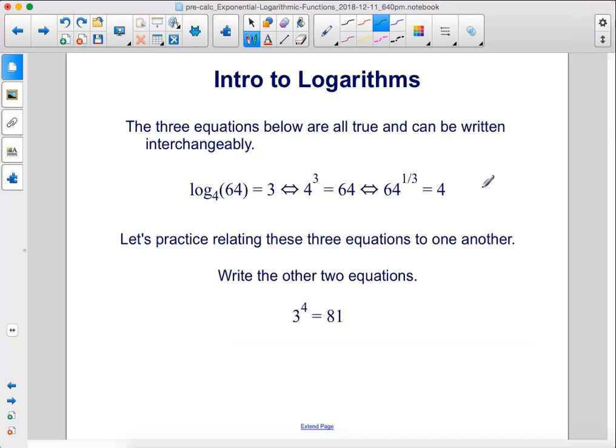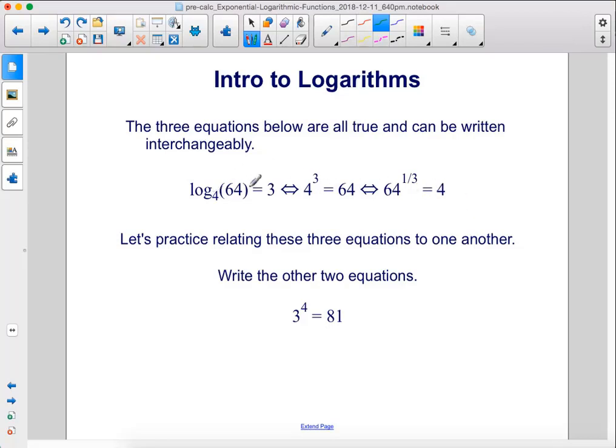The three equations below are all true and can be written interchangeably. Log base 4 of 64 equals 3, 4 to the 3rd power equals 64, 64 to the 1/3 power equals 4. Let's practice relating these three equations to one another.